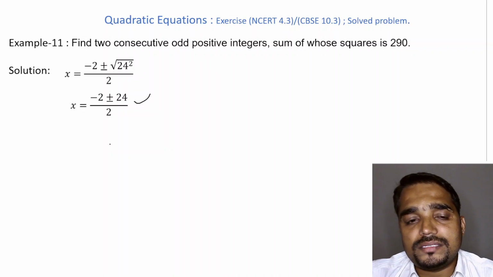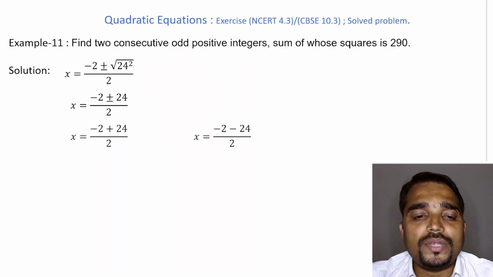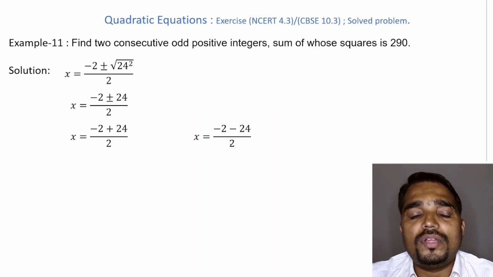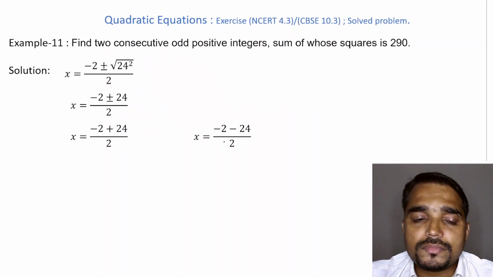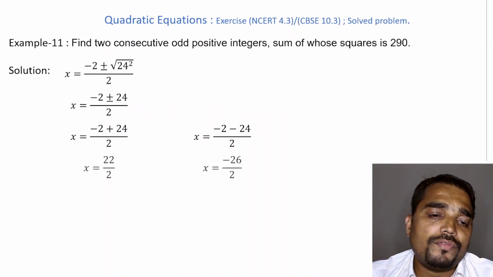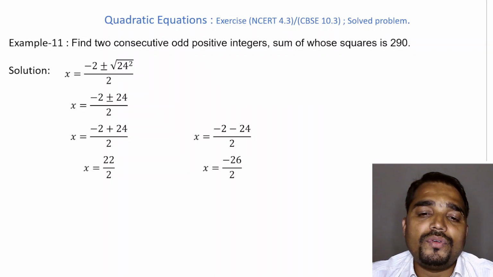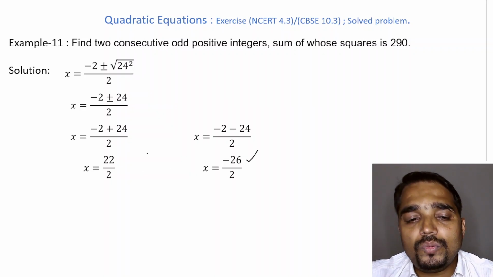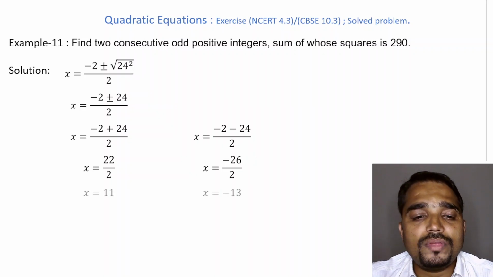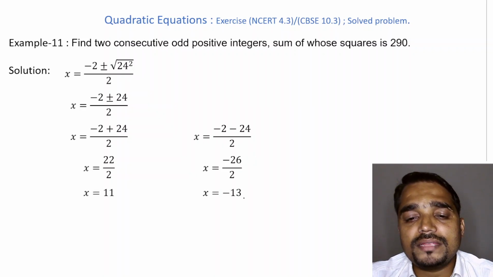Therefore, x is equal to minus 2 plus 24 whole divided by 2, or minus 2 minus 24 whole divided by 2. Here, 24 minus 2 is 22. Here, minus 2 minus 24 is minus 26, divided by 2. 22 divided by 2 gives x is equal to 11, and similarly x is equal to minus 13 is what we are getting.